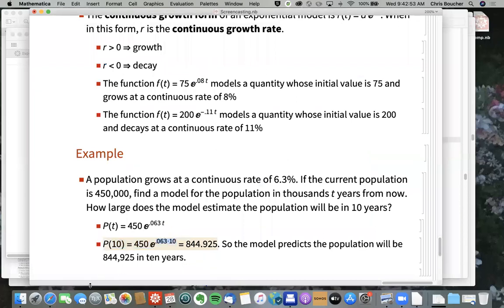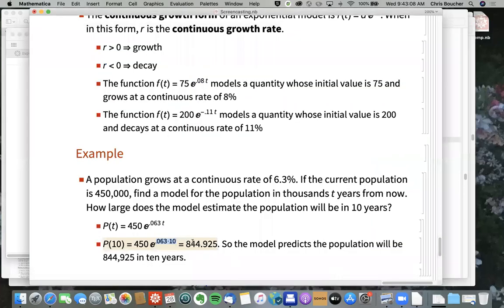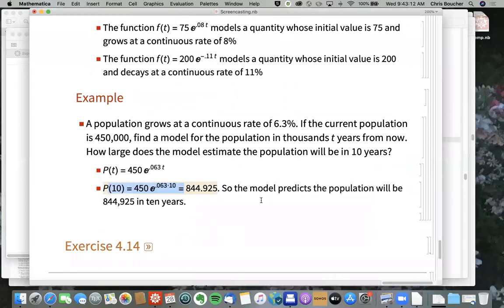When you are working on a calculator and you have stuff in the exponent like this that has to be computed, put it in parentheses, right? So I'm going to use a parenthesis, 0.063 times 10, close parenthesis like that. And so 844.92, and that's the result that we get here. Okay, so we predict the population. Notice this is in thousands, right? So we predict the population will be about 845,000 people.